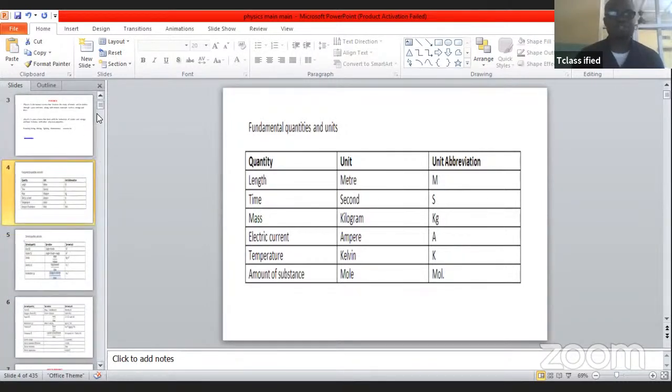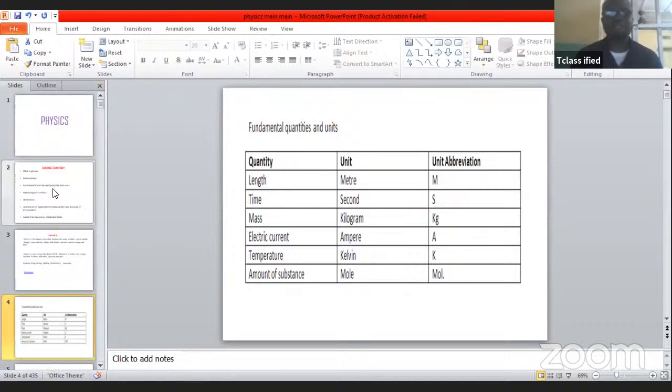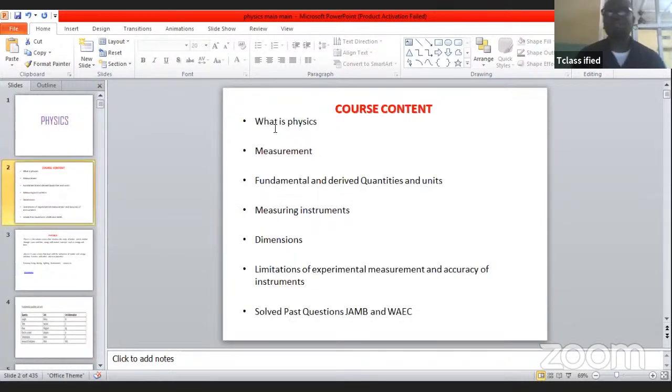We don't want too much talking. We'll just go straight to the point, then we'll solve past questions. And that's why we have what is physics, then we'll go straight to measurements, fundamentals, and derived quantities and units. Look at the measuring instruments, the vernier calipers, the micrometer screw gauge. Look at dimensions, how do we use the dimensions in physics?